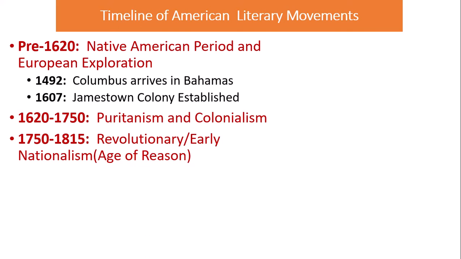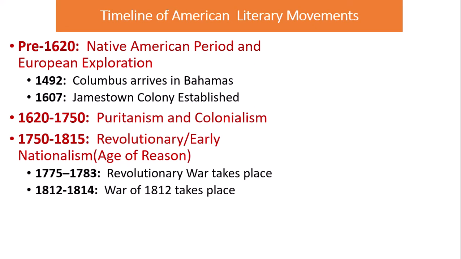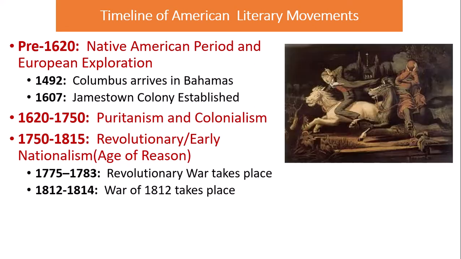We do have, for example, some Puritan poetry. We have some writing that is fiction, but is really meant for edification. So it's meant for you to become a better person, either morally or religiously, or in terms of these new political thoughts that were coming up. So the Revolutionary War takes place really through the War of 1812, so the early stages of our country.